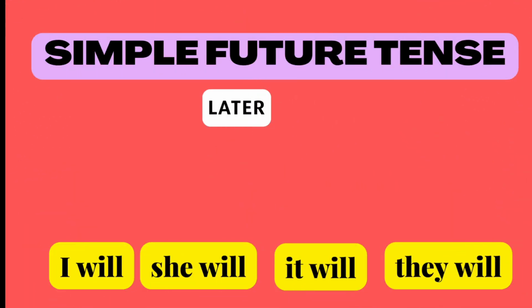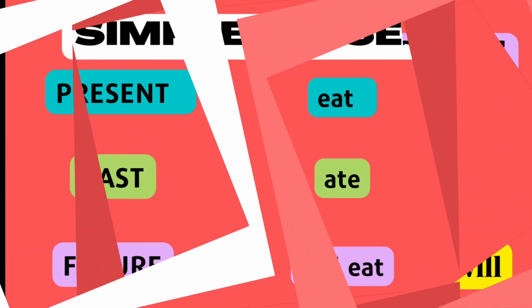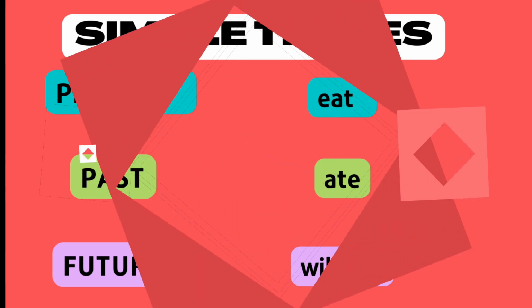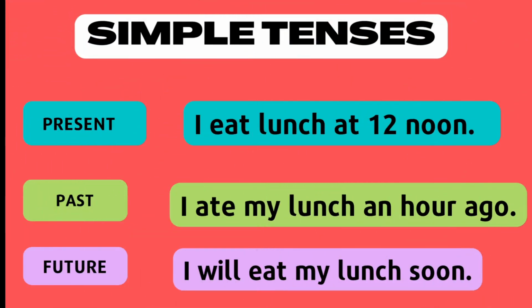The simple future tense describes actions that will happen later, maybe an hour later or tomorrow, next week, years from now. They usually start with I will, she will, it will, they will, and so on. Let's take a look at some more examples. So the verb eat in the present tense remains the same. The past tense changes form to ate because it's an irregular verb. And in the future, you add will to eat, and it will become will eat.